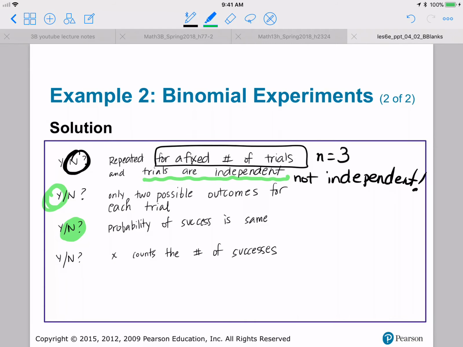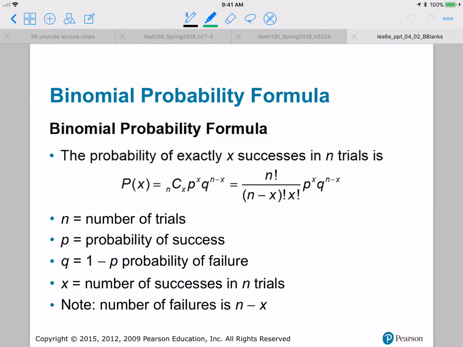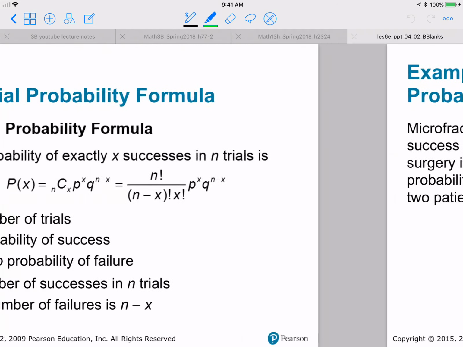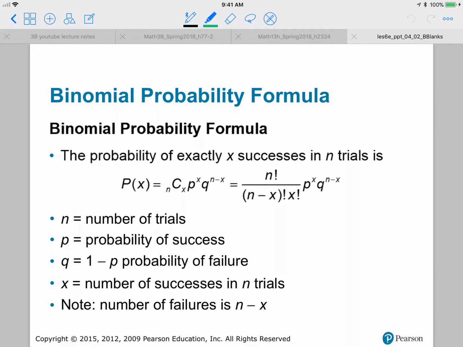Okay, now that we're familiar with how to tell if an experiment is a binomial experiment, I want to show you the binomial probability formula.